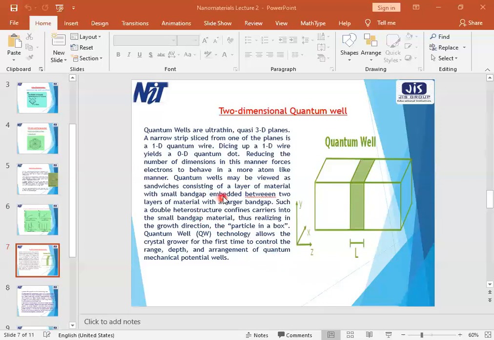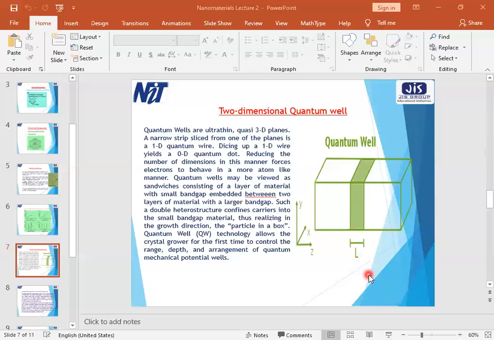Now, quantum wells may be viewed as sandwiches consisting of a layer of material with a small band gap embedded between two layers of material with a large band gap. What we can say is that the quantum well is a sandwich consisting of a layer of material with a small band gap. There is one layer and there is another layer, and these two layers are sandwiched to each other with a larger band gap. So the band gap will become larger.